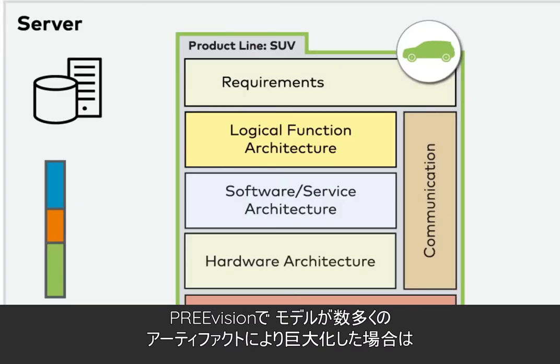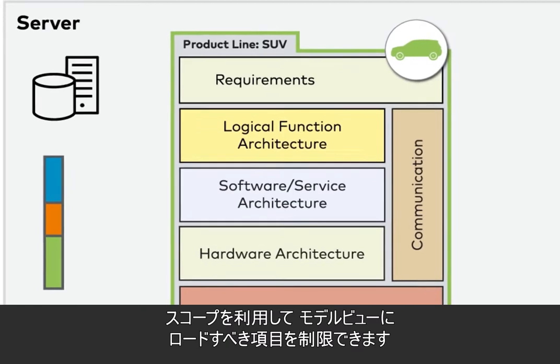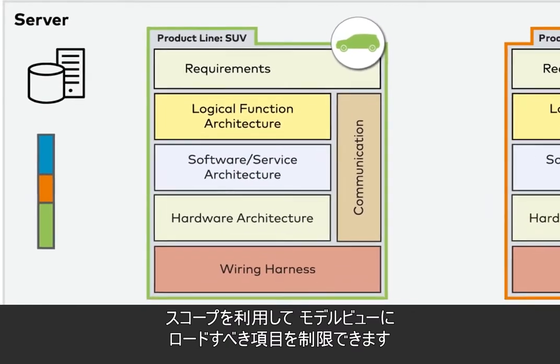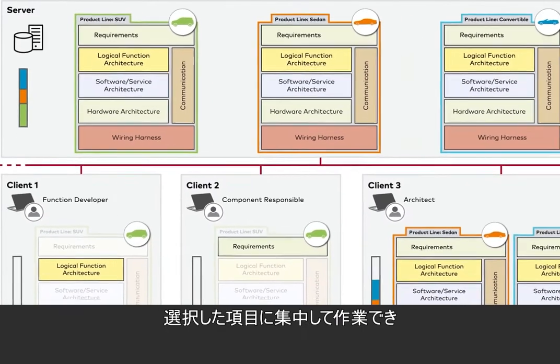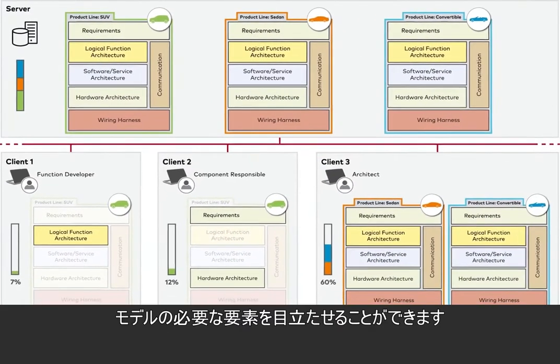In PREEvision, models can get large with millions of artifacts. Using scopes is a way to limit what should be loaded to the model view. It enables you to focus on a selection of the whole model and is a way to hide unnecessary model complexity, to pinpoint what you need in your daily work.